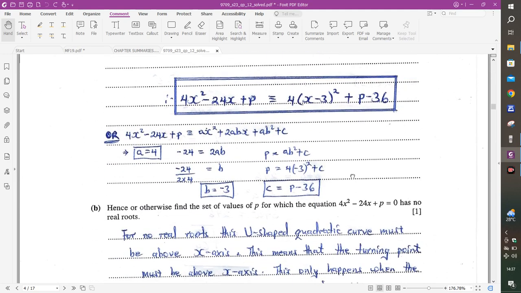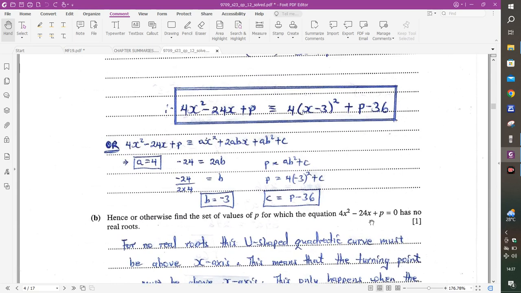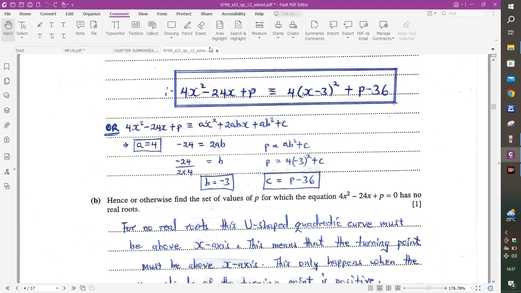Part b, they are saying, hence or otherwise, find a set of values of p for which the equation this has no real roots. Now, for a quadratic equation to have real roots, okay, let's say this one is having the coefficient of x squared positive. So for it to have real roots, that means it must cross the x-axis. Okay? It can cross it like this 2 times. That means the b squared minus 4ac is greater than 0. Then it can also be like this, and then it crosses it once like this. Like you can have y is equal to, let's say, x squared, and this is the x-axis. See that? So this one is a repeated root. So it has only one root. So that means this one, the b squared minus 4ac is equal to 0.